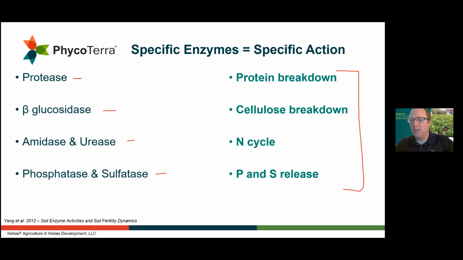So a protease helps to break down protein. That glucosidase helps to break down cellulose. And if you're trying to influence your nitrogen cycles, that's where this amidase or urease comes into play. And then probably more famous is the phosphate and sulfur impact, so you can help release these products. So when you're looking at enzyme products, super useful, just match the active ingredient in the enzyme because it's fairly specific what function it has. And these are just a couple of examples of how you need to match that up.